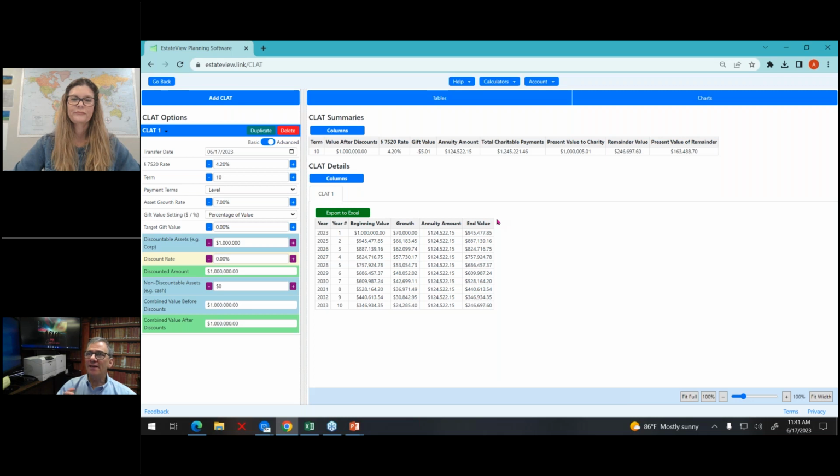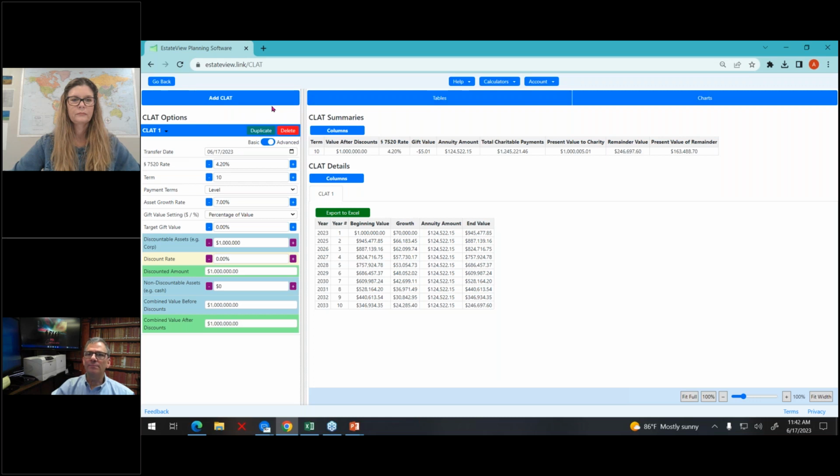So if you do a lifetime charitable lead trust, there's two kinds of those. A grantor lifetime charitable lead trust, where you get an income tax deduction for the value, but you pay the income tax on the income of the trust for the term of years. Or a non-grantor charitable lead annuity trust, where you get no income tax deduction, but you don't have to pay the tax. So I'll show you how that works.